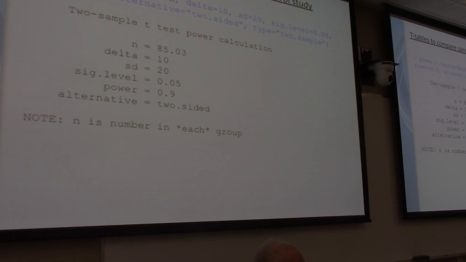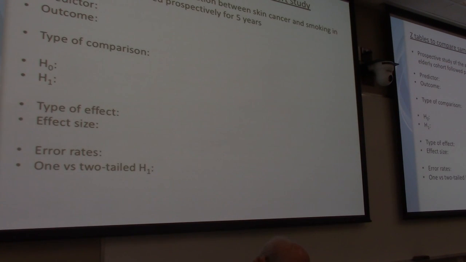So let us move on to another example. We've been talking about means, either prospectively or retrospectively. Let us move on to proportions. So let's say that we have an ambitious dermatology resident who wants to study the association between skin cancer and smoking in a cohort that they're going to follow prospectively for 5 years.